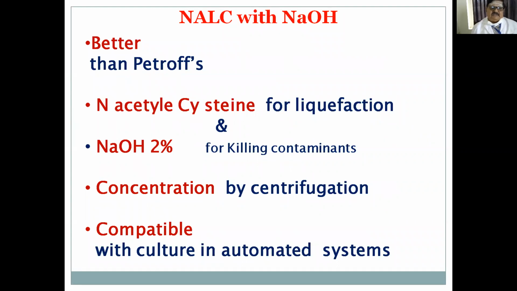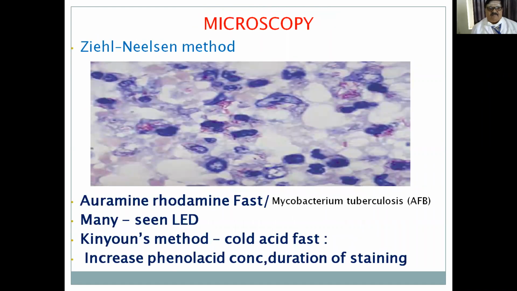The second method of concentration, which is better than Petroff's, is the NALC method. What is this NALC? N-acetyl cysteine for liquefaction and sodium hydroxide 2% for killing contaminants, and concentration again by centrifugation at 3000 G as said earlier. And it is compatible with culture in automated systems also. We'll see what the automated systems are next.